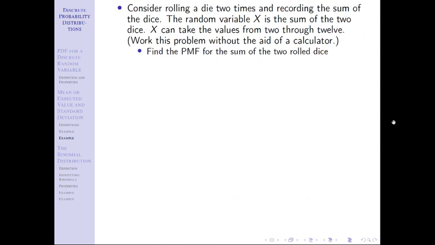Consider rolling a die twice and recording the sum of the die. The random variable X is the sum of the two die. X can take the values 2 through 12. Notice you should be able to do this without the calculator.